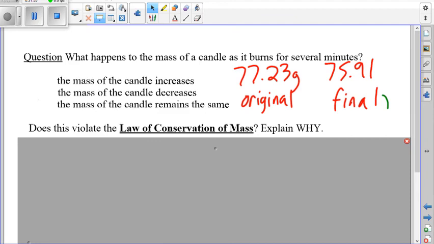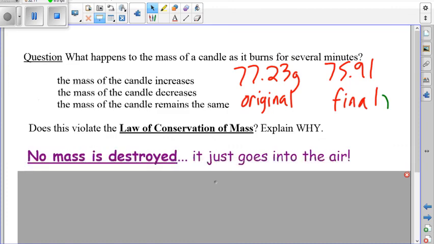It decreased because some of it evaporated. Ooh, some of what evaporated? The melted candle wax. Oh, wow. That's exactly what happened. Look at you, smarty pants. Okay, the mass was not destroyed. It just is in the air now. So there's actually a little bit of burnt candle wax in this air.